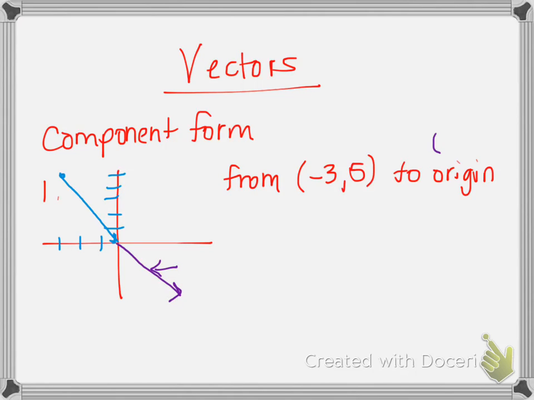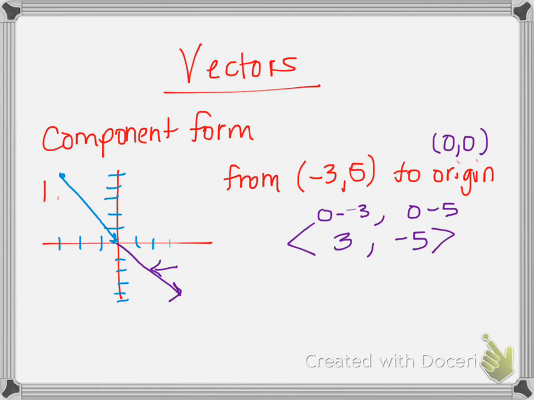So what you do, the origin is 0, 0. Wherever it's going to, you start with that number and you subtract. So here you would do 0 minus -3, and then you would do 0 minus 5. The component form comes out to be 3, -5. And that makes sense because if I went over 3, and if I went down 5, I would end up with this one right here. So basically I'm just moving the blue to the purple. Component form means that you start from 0, 0.